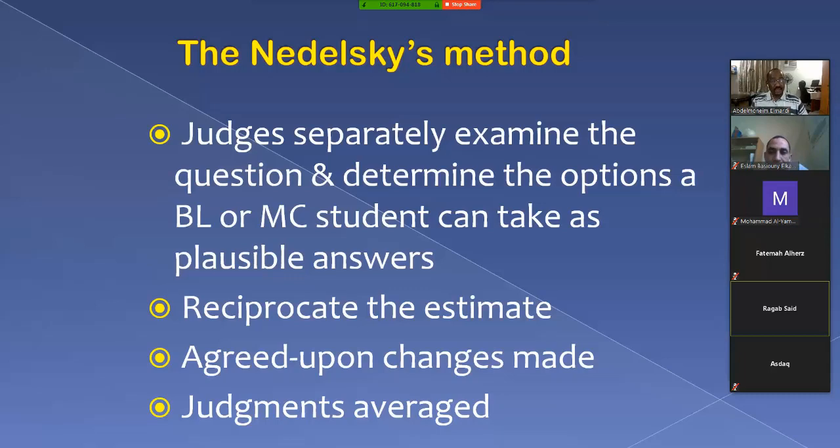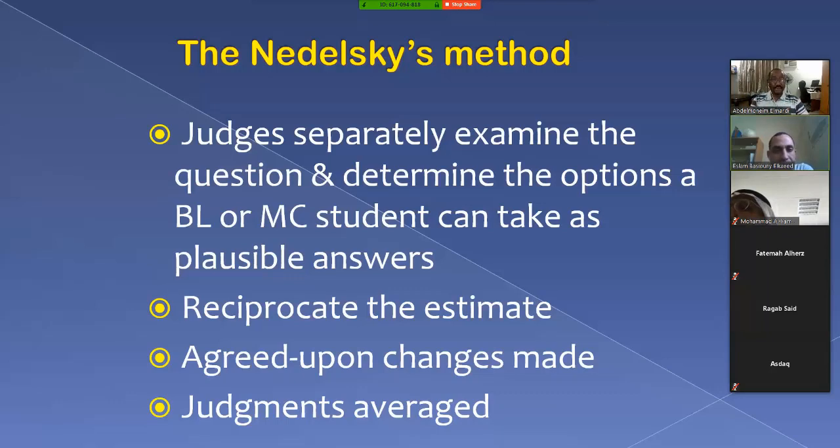But if he can exclude one option, then the guessing chance is more, because he now can exclude one. It is now 33%. If he can exclude two, then the guessing chance is now 50%. If he can exclude three, so he's left only with the correct answer, then the guessing chance is 100%. So this is called the Nedelsky method.